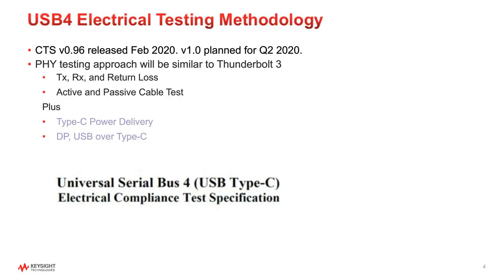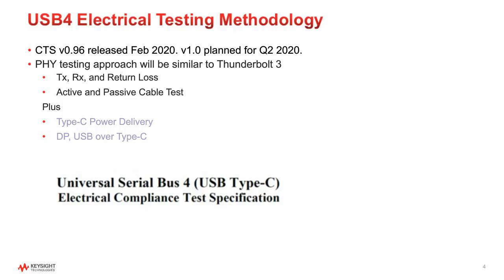The CTS, that's the compliance test spec, is at version 0.96. The USBIF plans to release the final version 1.0 in Q2. So it's still in a draft version 0.96 today. At a high level, the PHY testing is very similar to Thunderbolt 3. It has transmitter testing, receiver testing, and return loss testing. It also talks about active and cable testing, which is a critical part of the ecosystem, plus the other technologies that must be tested, including Type-C, PD, DP, and USB.